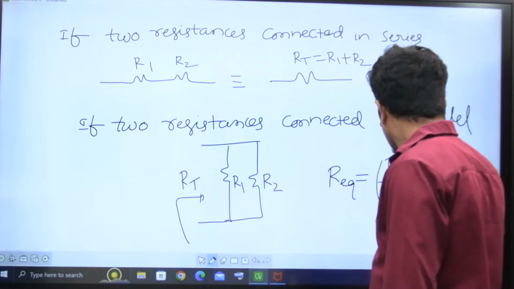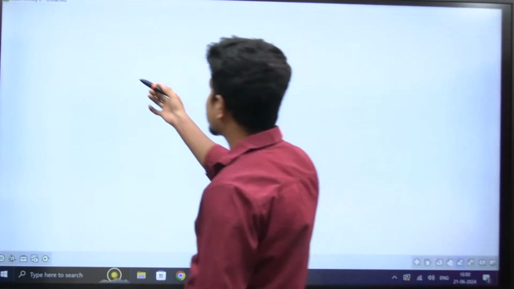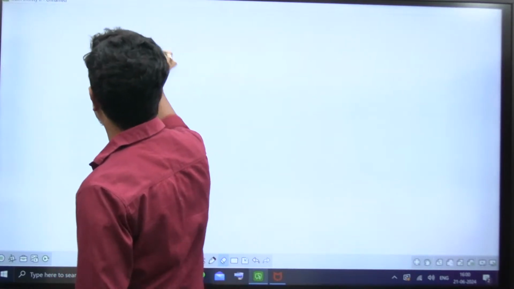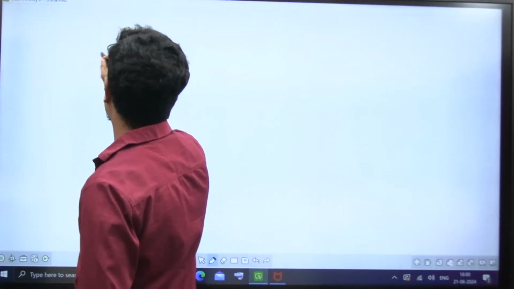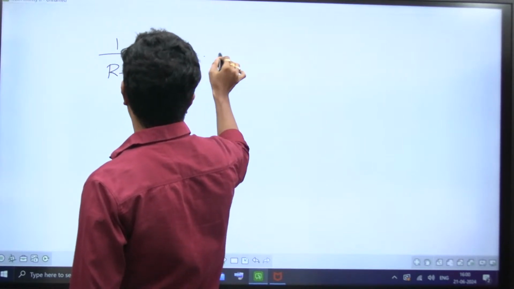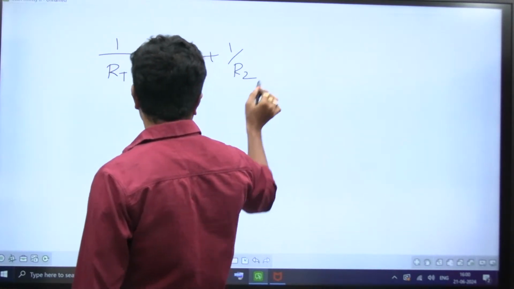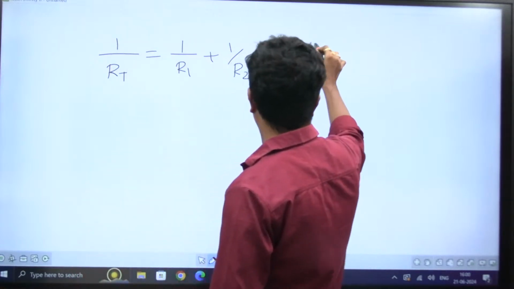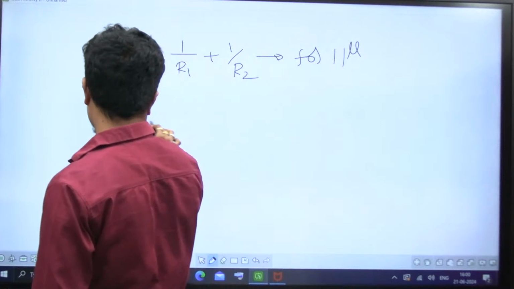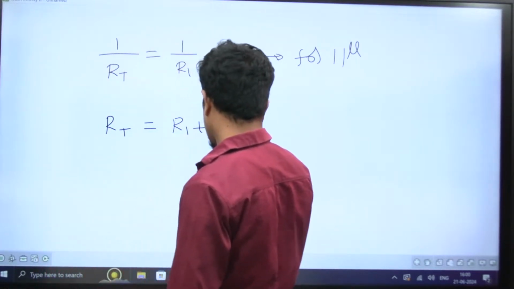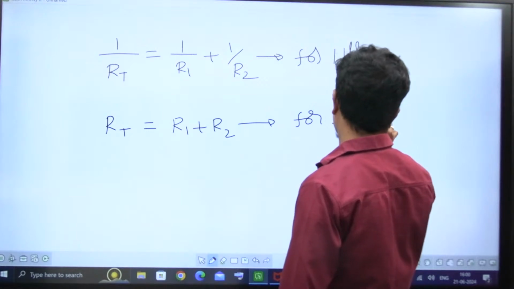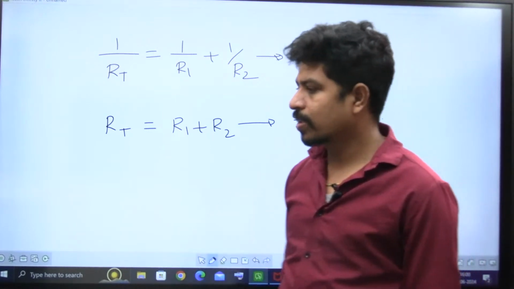So more simplification for that is, if resistances are connected in parallel, then this is the perfect relation, that is 1 by RT is equal to 1 by R1 plus 1 by R2. This is for parallel connection. Now RT is equal to R1 plus R2, and this is for series connection. Okay.